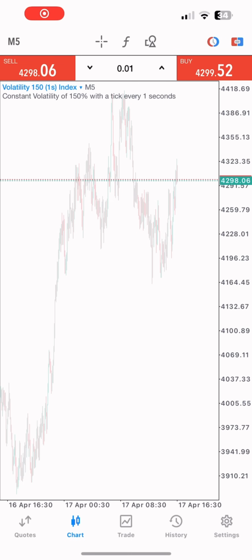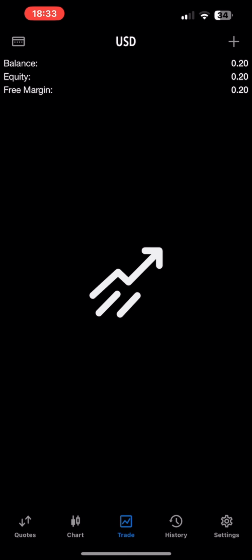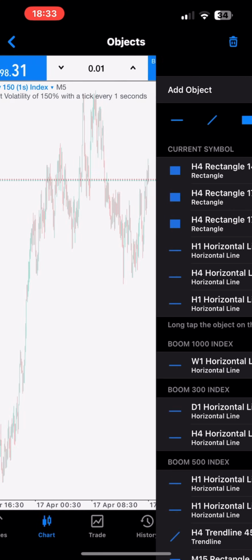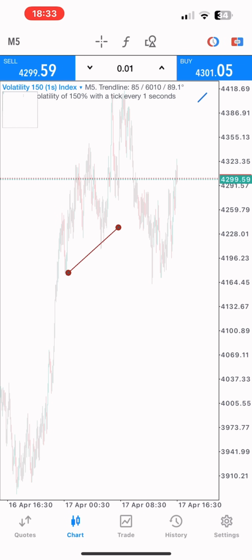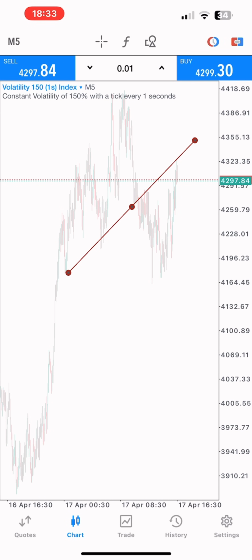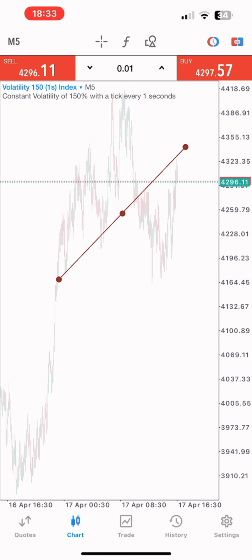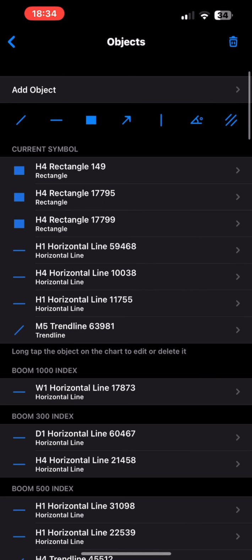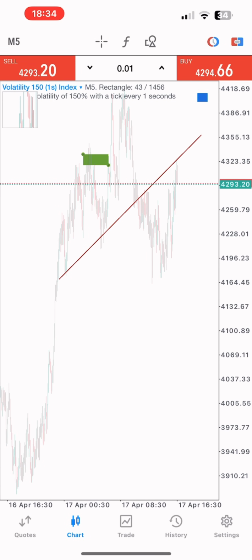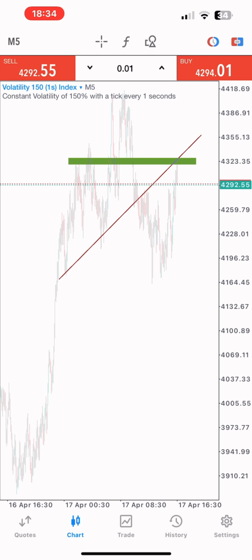Well, a journey of 1,000 miles begins with one step. So here's my account after withdrawing all the funds, and I left only 20 cents to see if the BOR can manage to grow this account from 20 cents to at least maybe $100. I'm going to show you the step-by-step process on how to make $100 from 20 cents.